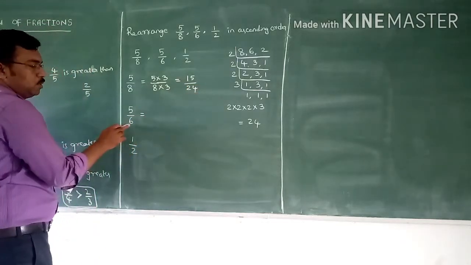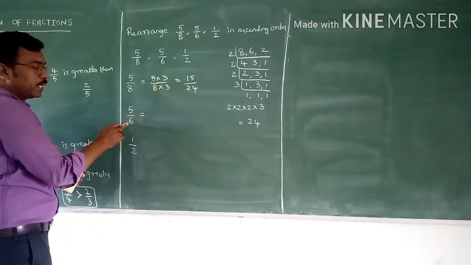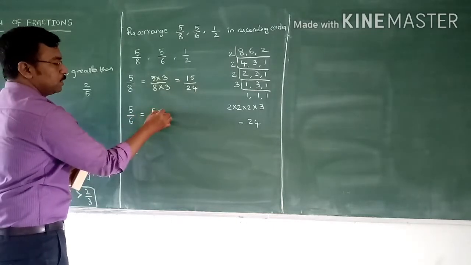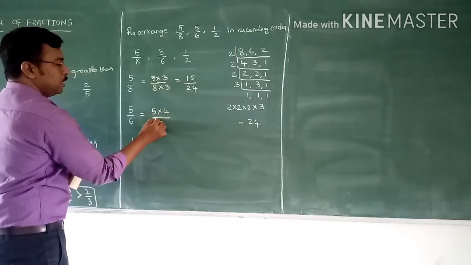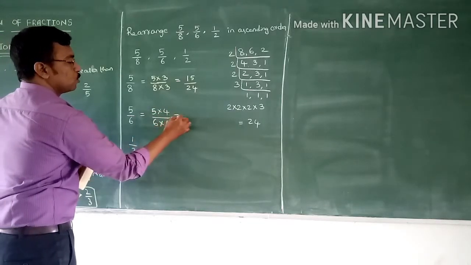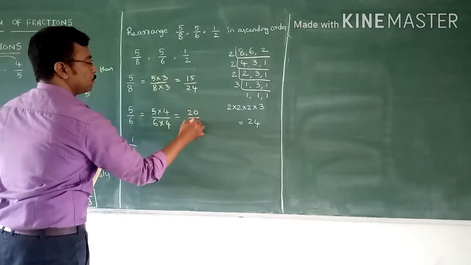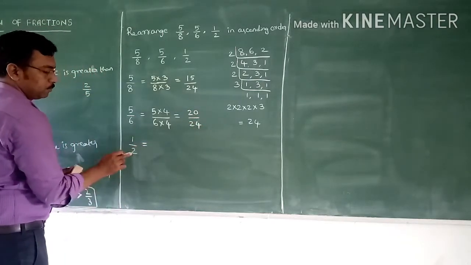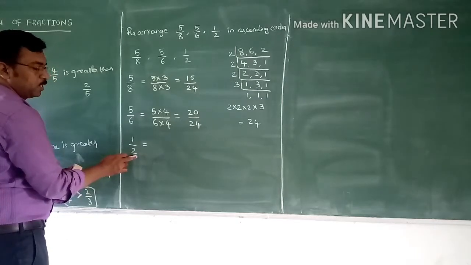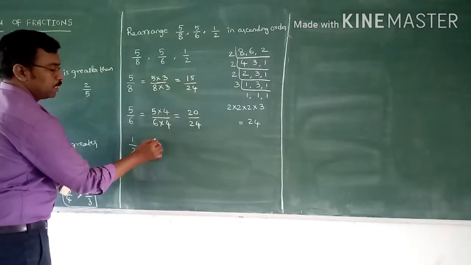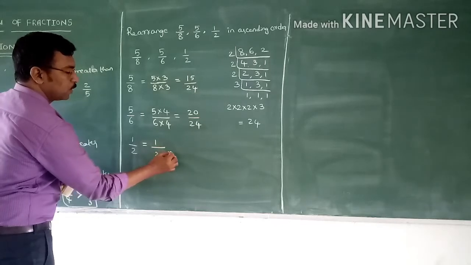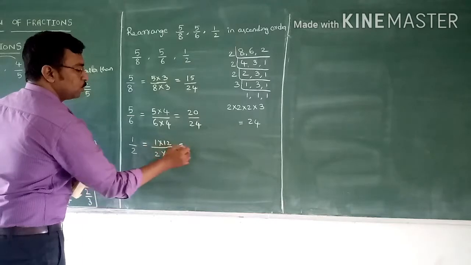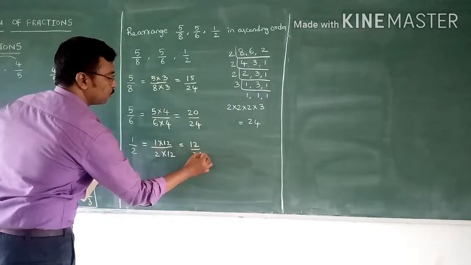Next here also, which number do we have to multiply to get 24? So we have to multiply with 4. Not only in the denominator, we have to multiply in the numerator also. So 5 into 4, 20 by 24. Here also 1 by 2. Which number do we have to multiply here to get 24? 12. So I am multiplying this 2 with 12 in the denominator as well as in the numerator. So 1 into 12, 12 by 24.